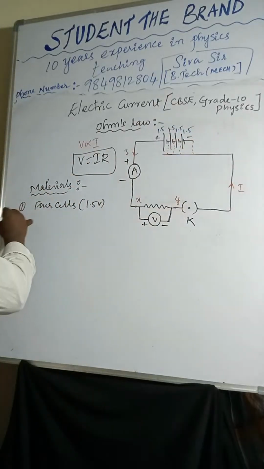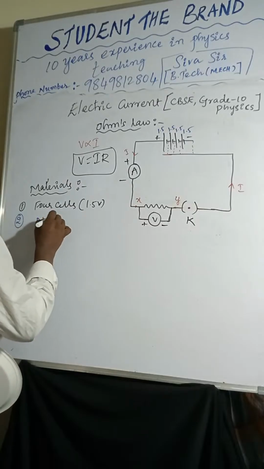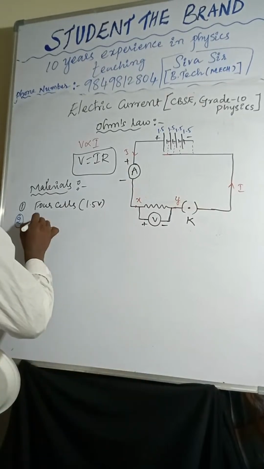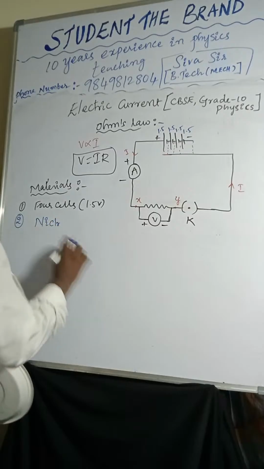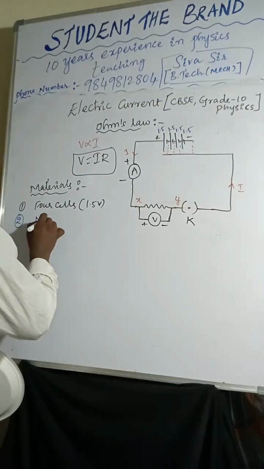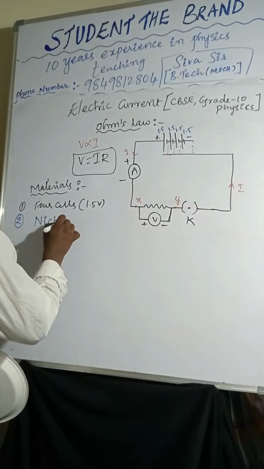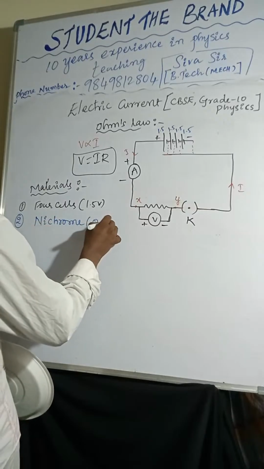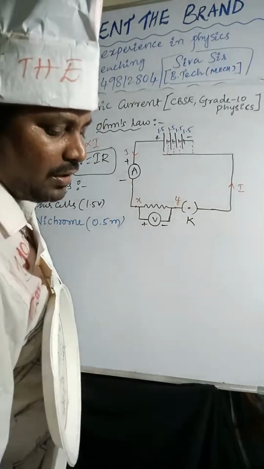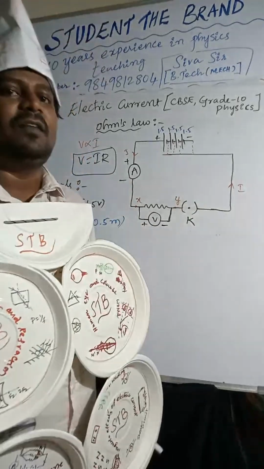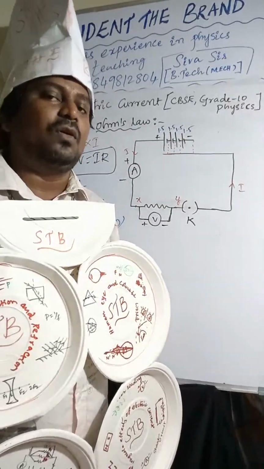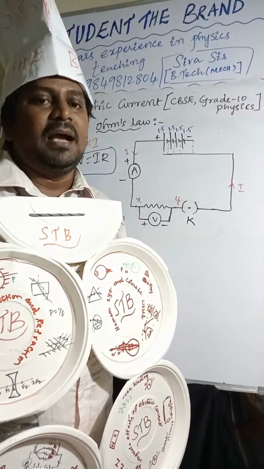And coming to the next one, nichrome wire. Nichrome wire I am taking. Nichrome wire is an alloy of nickel, chromium, manganese and iron metals. I am taking nichrome wire of 0.5 meter.